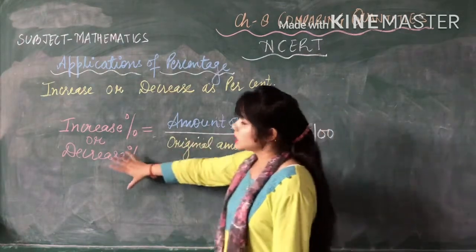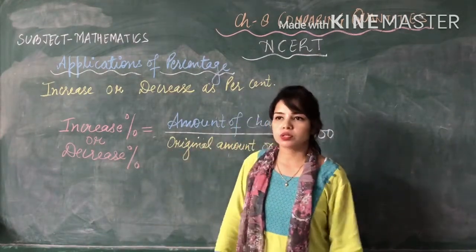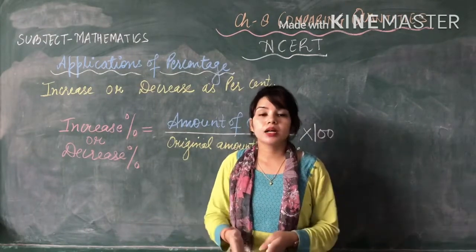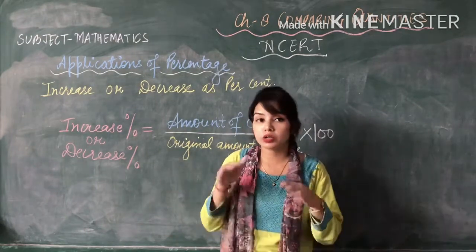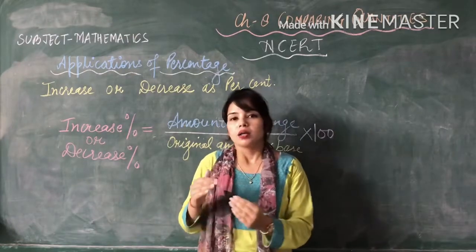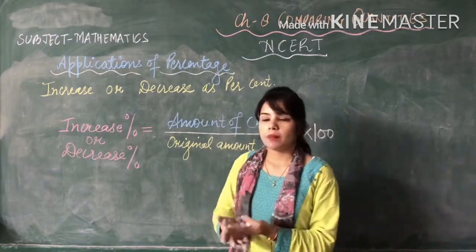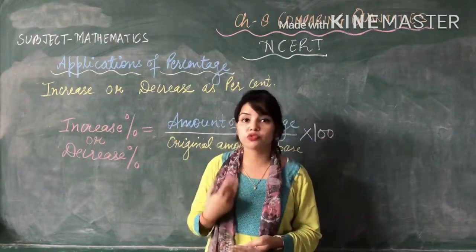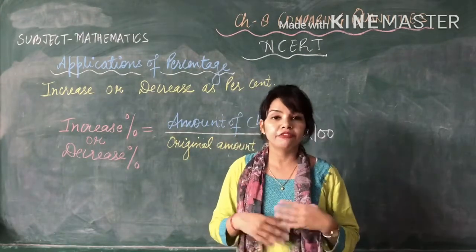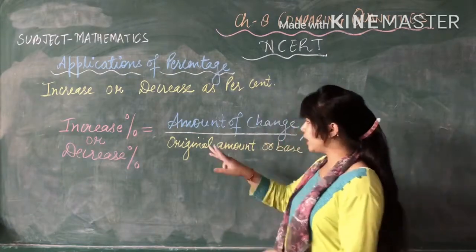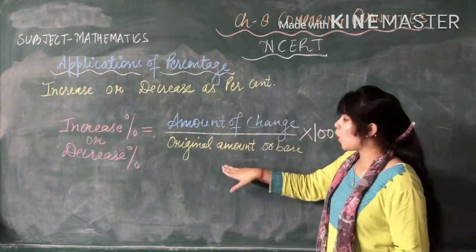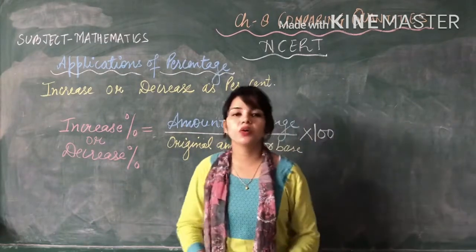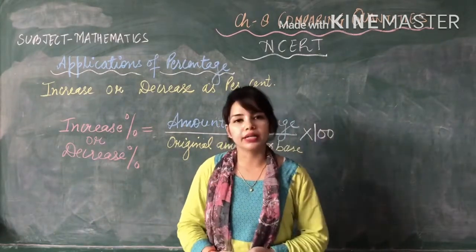And similarly, suppose nowadays the cost of mobile phones is decreasing. Suppose earlier a mobile phone which was coming at 15,000, now it is available for 12,000, so there is a decrease of 3,000. How can you define that in percentage? So there is a change of amount of 3,000 upon originally it was 15,000 into 100. This is how you calculate increase or decrease percent.